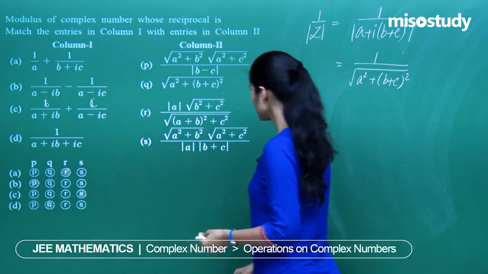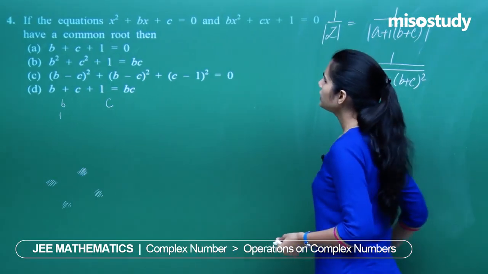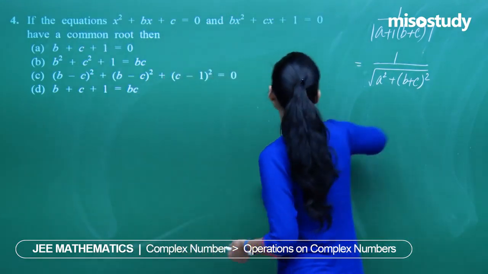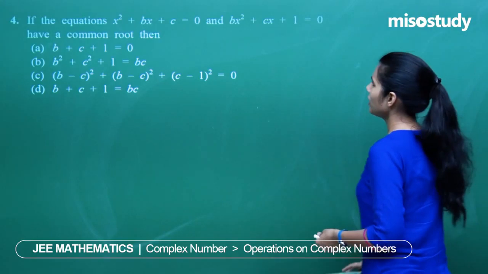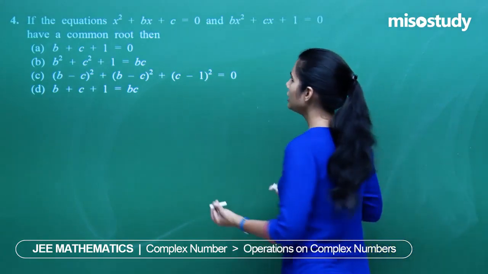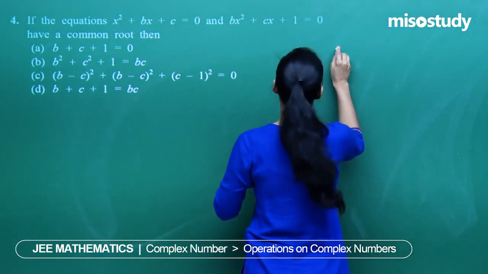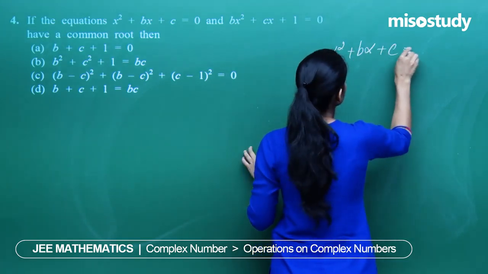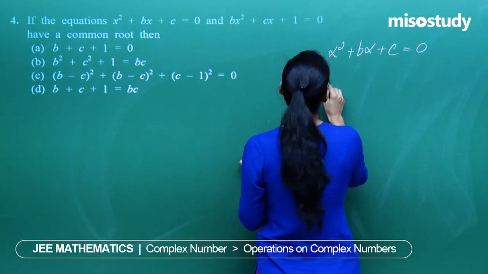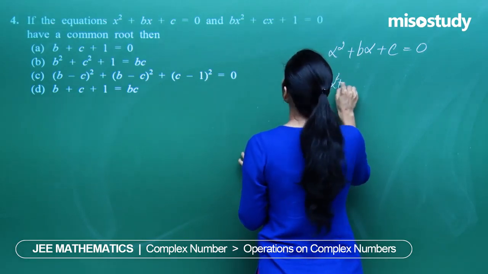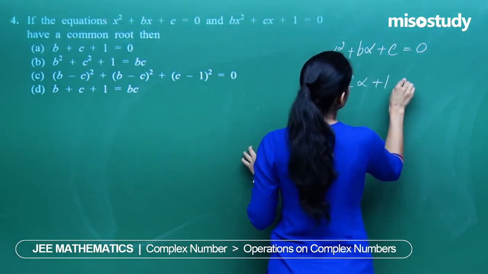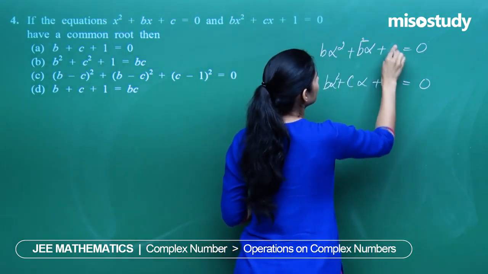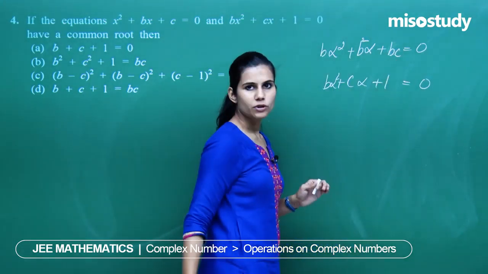Moving on to the next, we have if the equations this and this have a common root, then which among these is the correct option? Okay, so alpha is suppose the common root. So alpha will satisfy this and this, so you have alpha square plus b alpha plus c is 0, and you also have b alpha square plus c alpha plus 1 is 0. Just multiply the entire first equation by b.